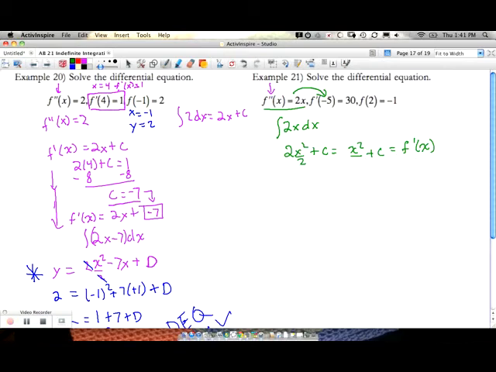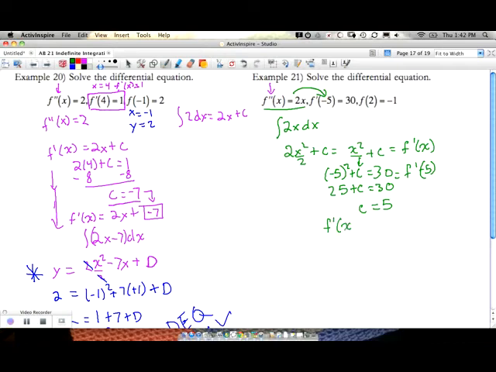Okay, so I know that if I were to plug in -5, that would equal 30. So I'm going to set that equal to this over here, but I'm going to solve for it. So I plug in -5, and I can solve for c. So this would be 25 plus c equals 30. You can probably do this in your head, but c equals 5.